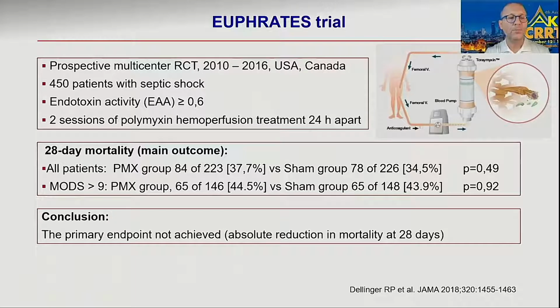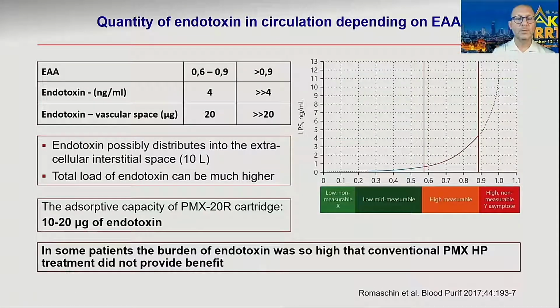The trial was performed in the intensive care units in the USA and Canada, and patients with endotoxin activity of at least 0.6 were included in the treatment group. But the results of the study were negative. The main outcome, mortality at 28 days, was not reduced in the polymyxin B hemoperfusion group. So it was a question why.